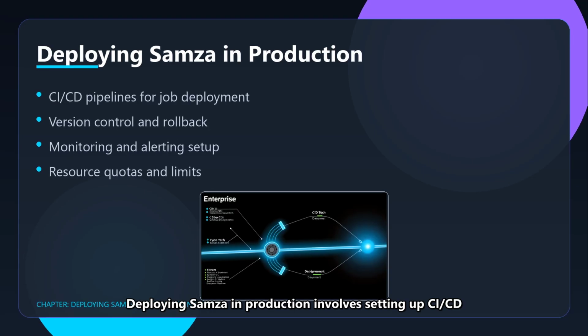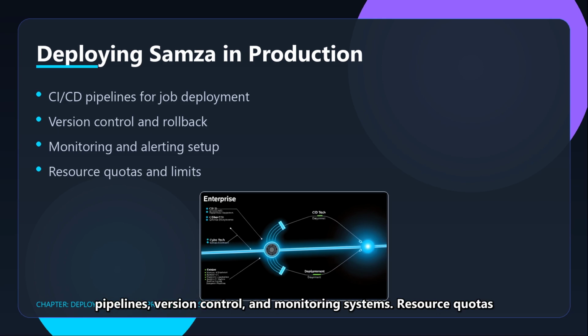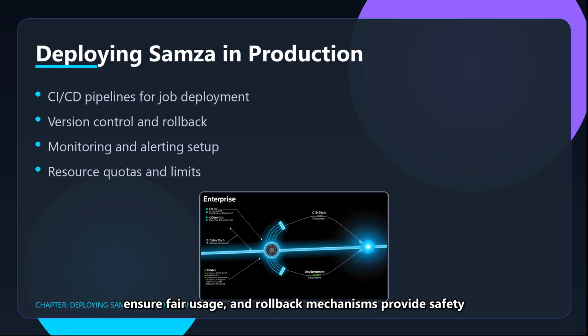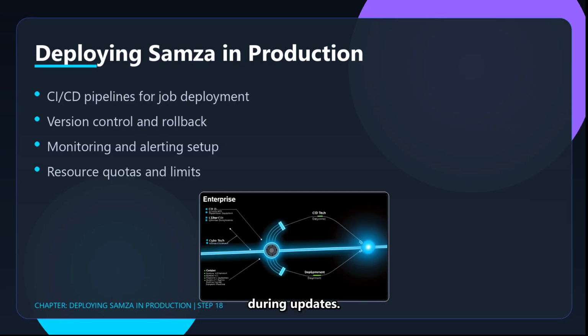Deploying Samza in production involves setting up CI/CD pipelines, version control, and monitoring systems. Resource quotas ensure fair usage, and rollback mechanisms provide safety during updates.